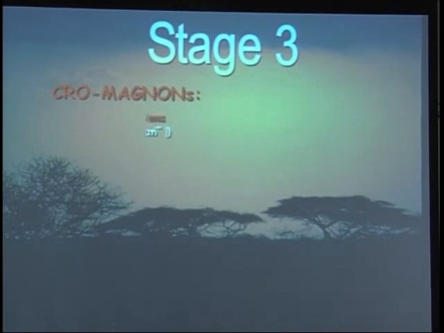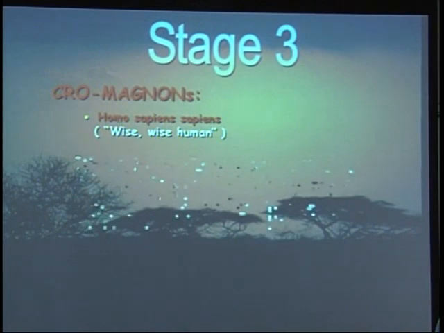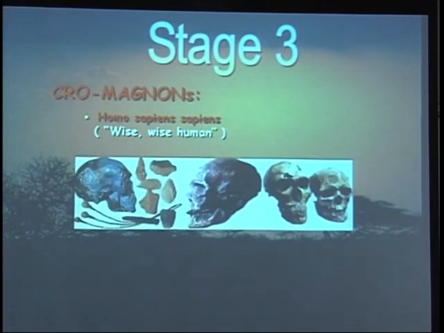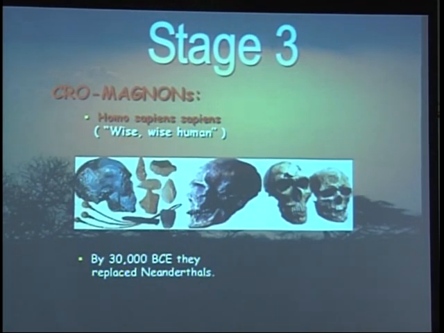Stage 3, the Cro-Magnons. These are Homo sapiens sapiens, or wise human beings. There's an example of some of the skulls and artifacts. You can see here that the skulls start to resemble more modern human beings. It looks like somebody who could have died a couple hundred years ago and been buried. By 3000 BC, they replaced Neanderthals. In the race of evolution, the Cro-Magnon man has defeated Neanderthals.